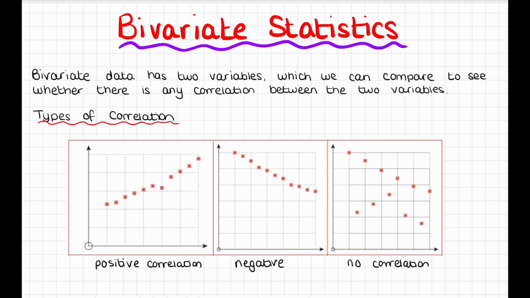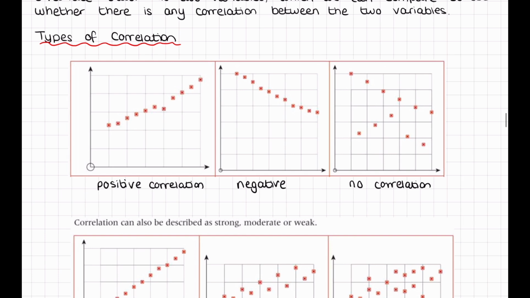Now we've got different types of correlation. We've got three examples here in these three different graphs. The first one is a positive correlation because it is moving in an upwards direction. The second one is negative as it is moving in a downwards direction. And the third one, we say there's no correlation because it doesn't appear to be going upwards or going downwards. The dots are kind of all just placed randomly.